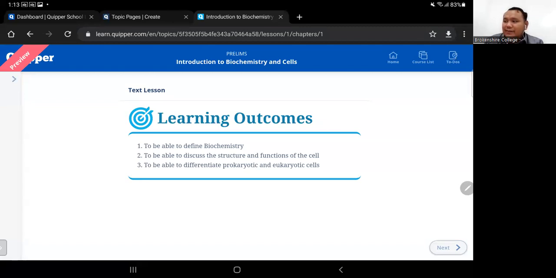So here we will know how these biochemical components act on the cell. And third, we have this objective, which is to be able to differentiate a prokaryotic and a eukaryotic cell. I guess you already know the difference between the two. You have that one as well in your human anatomy, no?